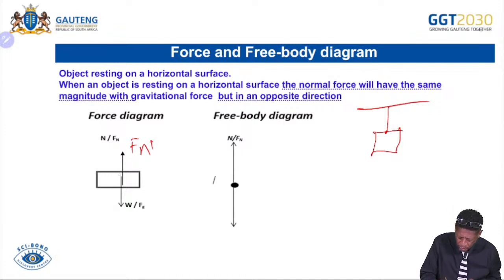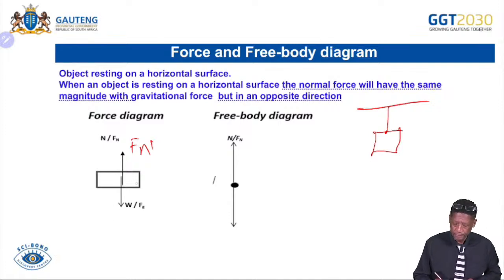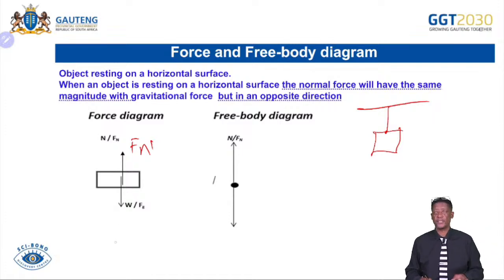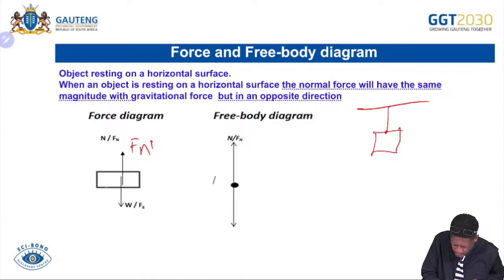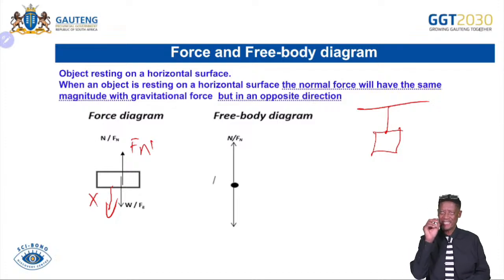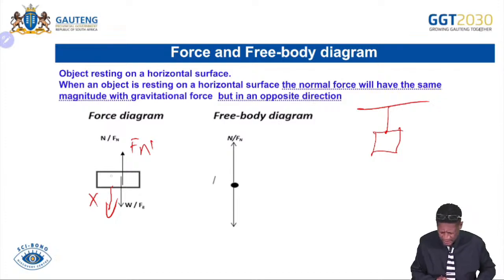Then we've got the gravitational force, which is acting downwards. It starts at the center. It shouldn't start there. Once it's there, you are wrong. It should start at the center. It is the force that attracts an object from the center of the object down to the earth, so it must start there at the center.